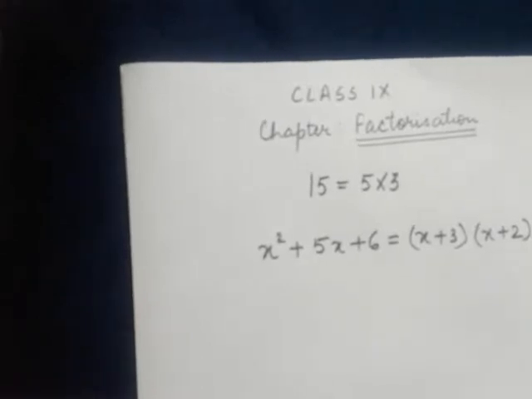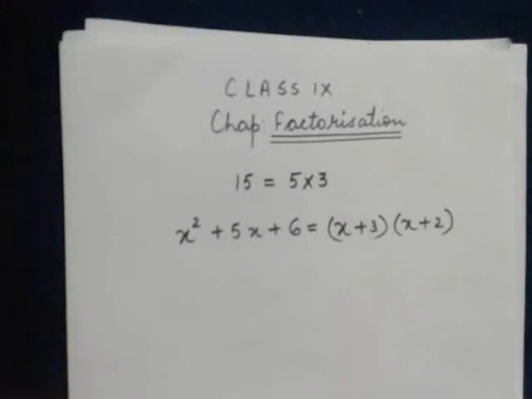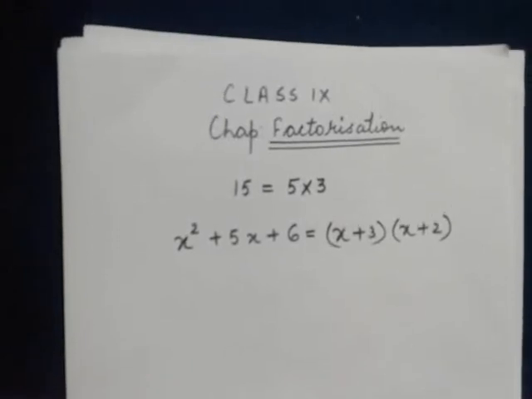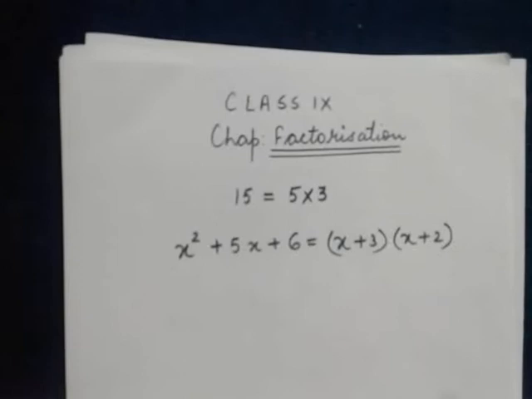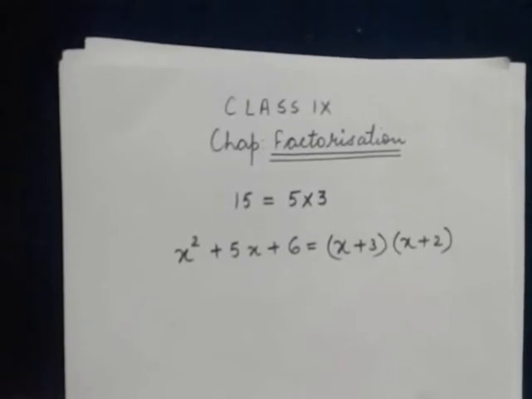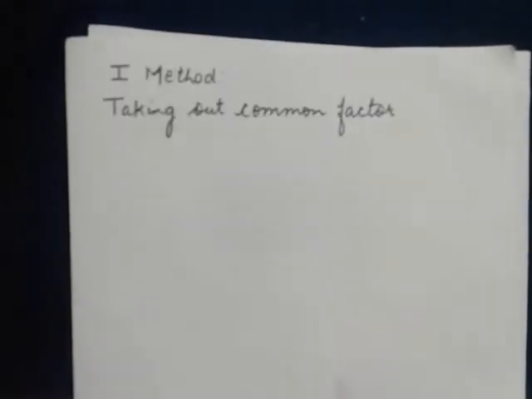There are different methods for factorizing a given algebraic expression. We will learn those methods and then use them in solving different questions. The first method of factorizing an algebraic expression is taking out the common factor from the terms of the expression. We take out the factor which is common in all the terms, and then that algebraic expression is factorized.